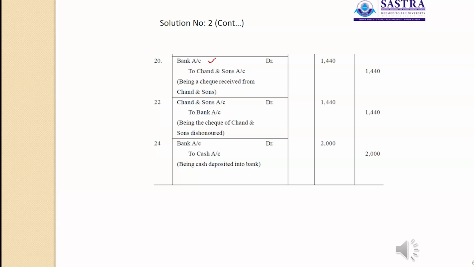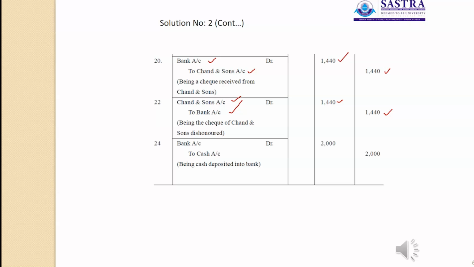Then next one is check received from Channel Sons. So bank account debited rupees 1,440 to Channel Sons account rupees 1,440. Then the check of Channel Sons is dishonored. Here Channel Sons is a receiver, so debit the receiver, Channel Sons account debit, credit the giver. So bank is a giver, so bank account will be credited. So Channel Sons account debit 1,440 to bank account 1,440.